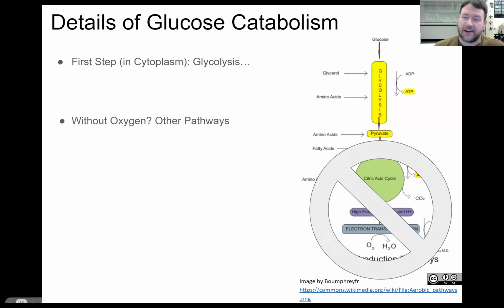Okay, well, without oxygen, our mitochondria won't be doing anything for us. So we have to use some other pathways. And there are some alternatives, and they turn out to be very necessary, but they aren't as good in terms of ATP production.